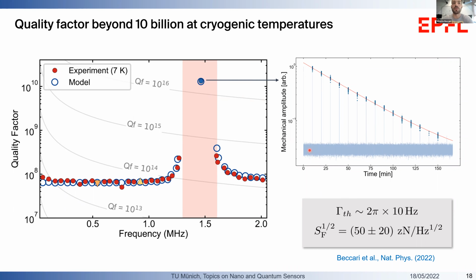And correspondingly, with the measured quality factor and the known temperature from the thermometers placed in our cryostat, we could estimate the minimum force that could be sensed by such a mechanical oscillator at 7 Kelvin, which is estimated to be about 50 zeptonewton for a bandwidth of 1 hertz. This is actually better than, as far as I know, all the atomic force microscopy cantilevers that have been demonstrated so far at the same temperatures.